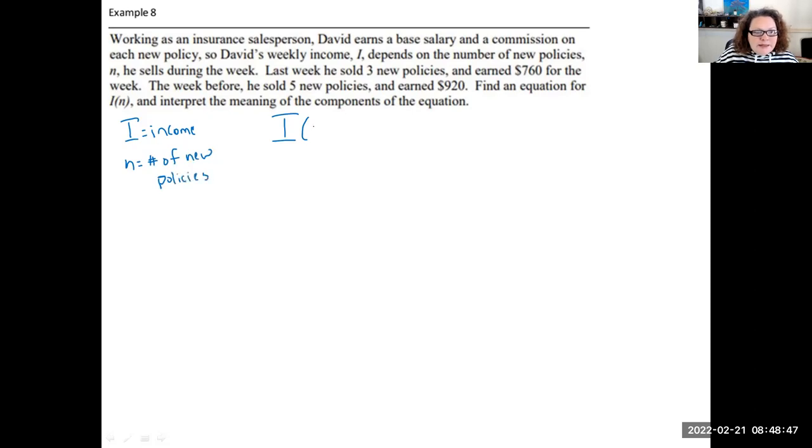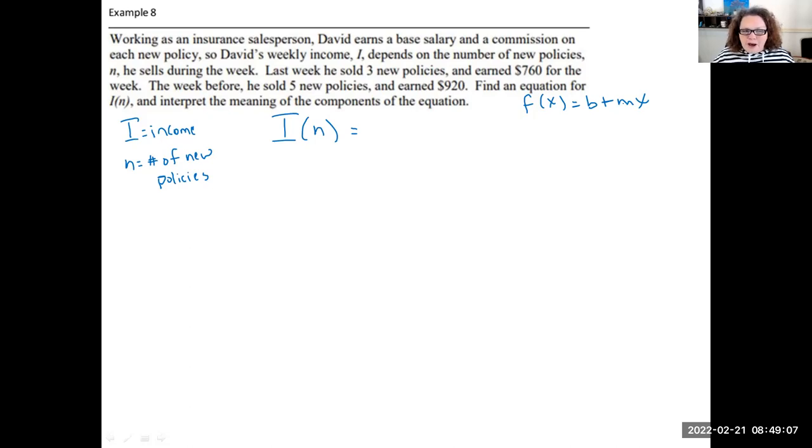So his income based on the number of new policies is equal to what? Well, our original function is f of x is equal to b plus mx. All right, that's what we're going to use to create our new function, our new equation.